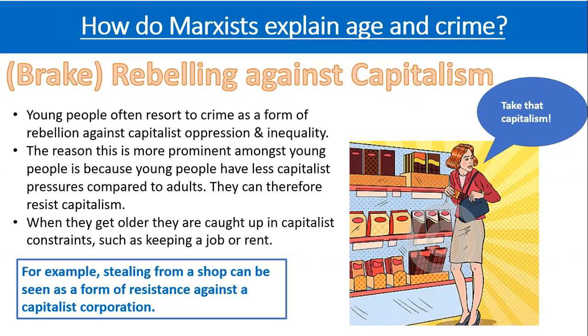So it might be, for example, not stealing from a shop as a form of resistance to capitalism, because when you're older, you might have a mortgage and you're worried about losing your job and having a criminal record. Whereas when you're younger, you haven't got those commitments. You might go and steal, you might go and vandalize, you might go and fight or do whatever it is as a form of resistance.